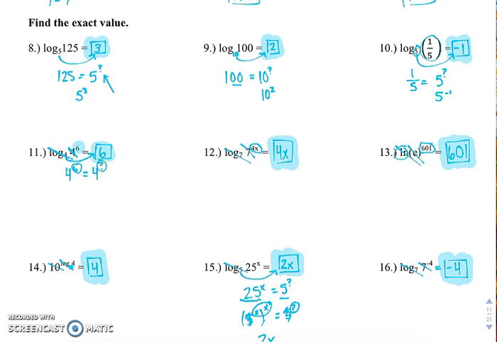So when you are trying to find the exact value, you rewrite it in exponential form and then go from there.